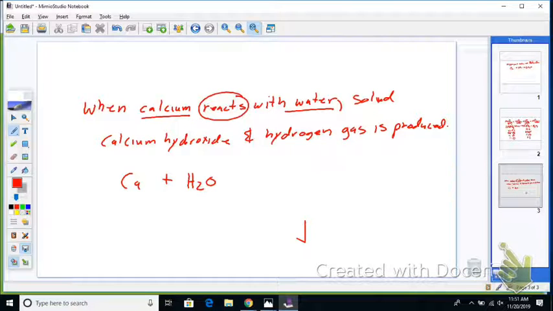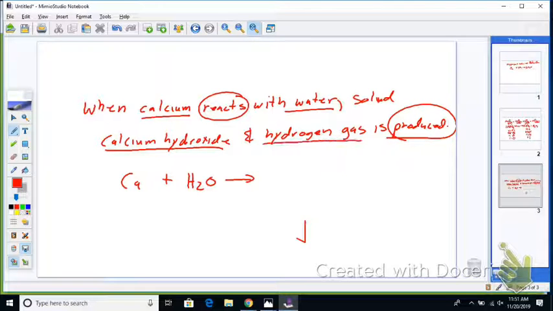Okay? Solid calcium hydroxide will be formed. So if these 2 things are produced, I would put Ca and OH together, and I'd look their charges up, and this is a +2 and -1. And then I'd put hydrogen gas. So how should I show hydrogen gas? H2.